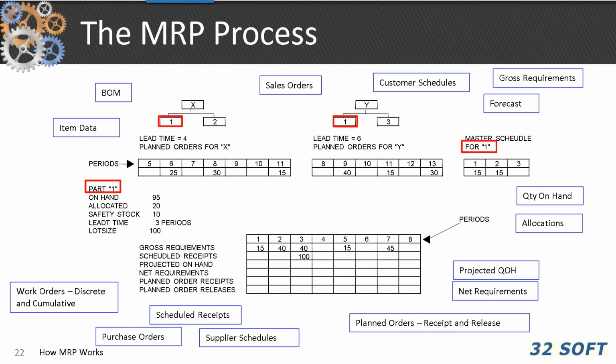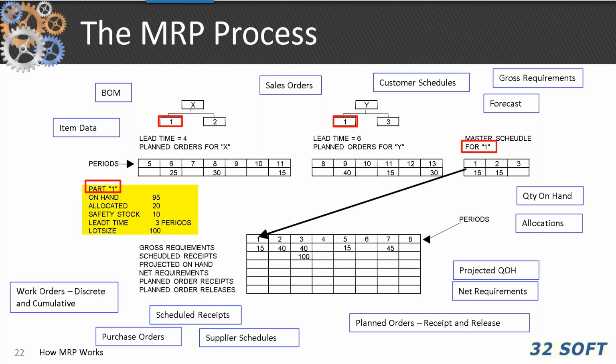And if we see part number 1, we see we've got 95 on hand, 20 allocated, a safety stock of 10, the lead time is 3 periods, and the lot size is 100 units. So if we look at the gross requirements, we can see that for period 1, there's 15. That comes from a master production schedule or independent demand or forecast.